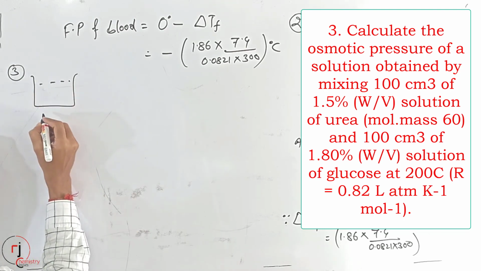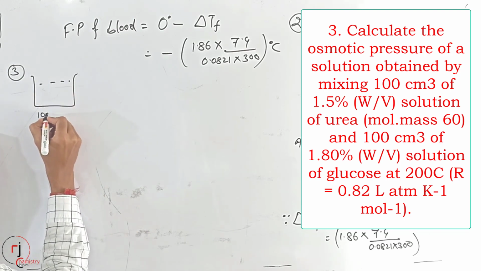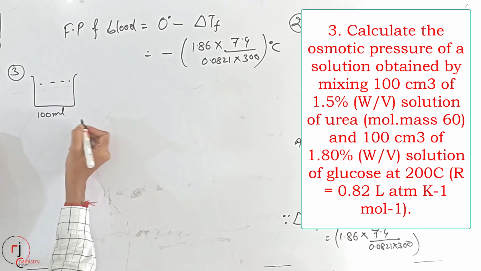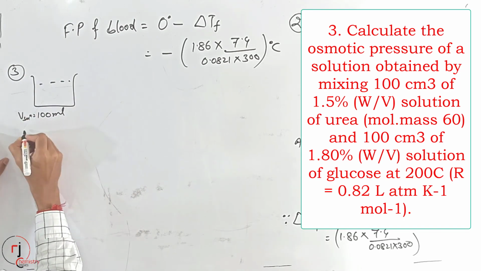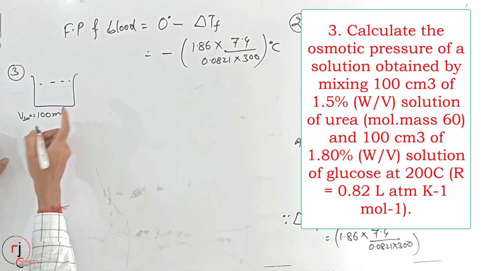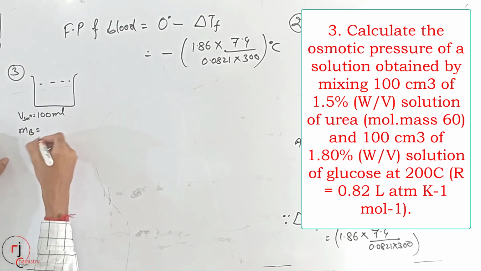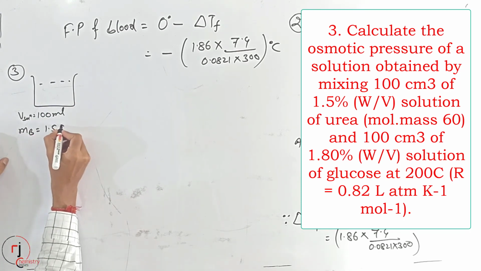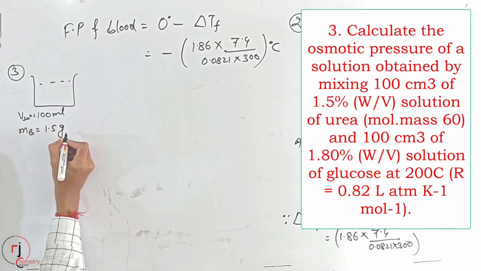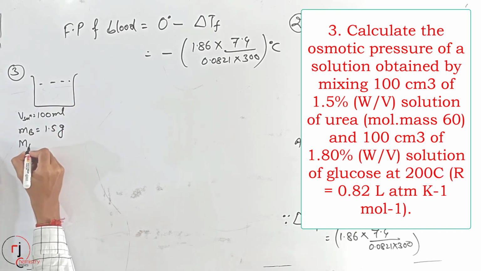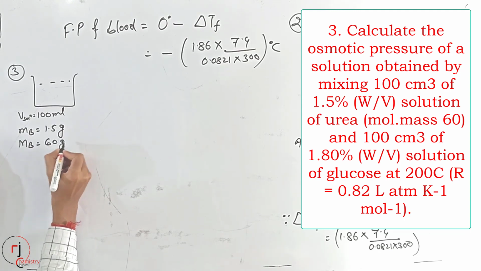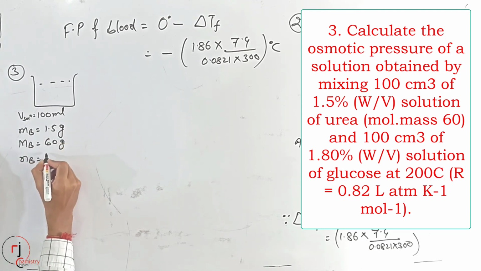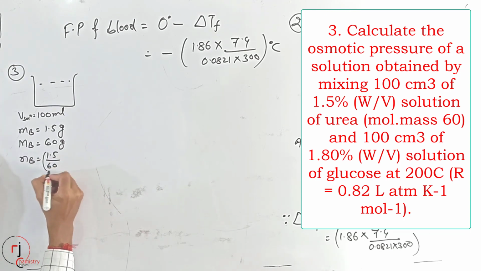The first solution is 100 milliliter and 1.5%. This is the volume of solution, and it is 1.5% weight by volume. Means the mass of solute is 1.5 gram. And since this solution is of urea, the molar mass of solute is 60 grams, so the number of moles of solute is equal to 1.5 by 60 mole.